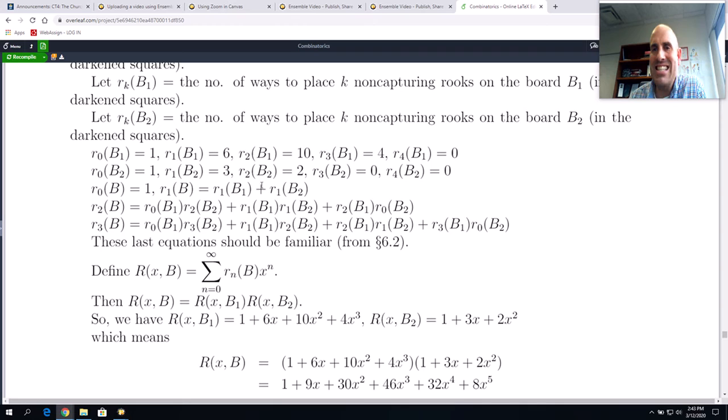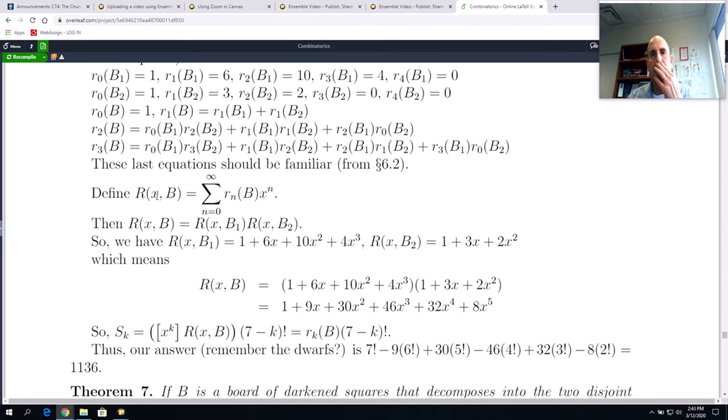And actually, even R1 of B was kind of obeying this. R1 of B, you could have thought of as R1 of B1 times R0 of B2 plus R0 of B1 times R1 of B2. You either place one rook on board one and none on board two, or the opposite of that. And even R0 of B, you could think of as R0 of B1 times R0 of B2. And you would get that one. And then suddenly you're like, oh man, now I see how to pull this off in general.